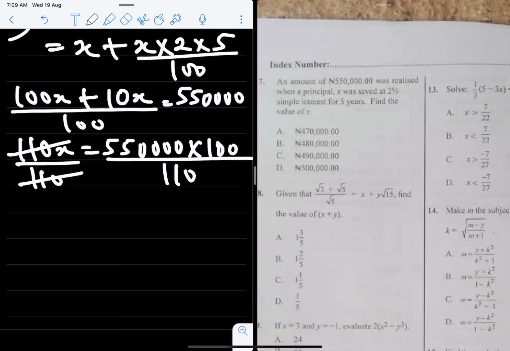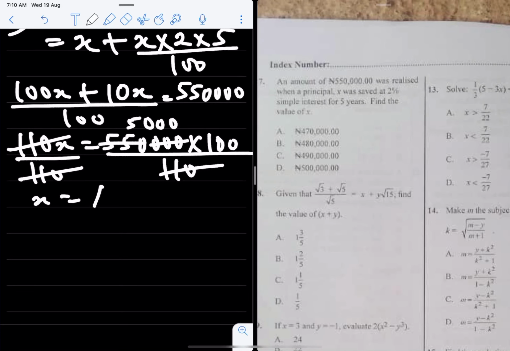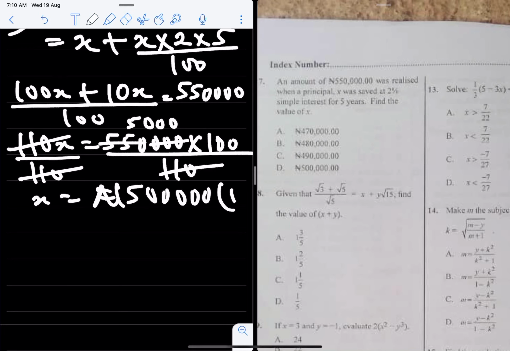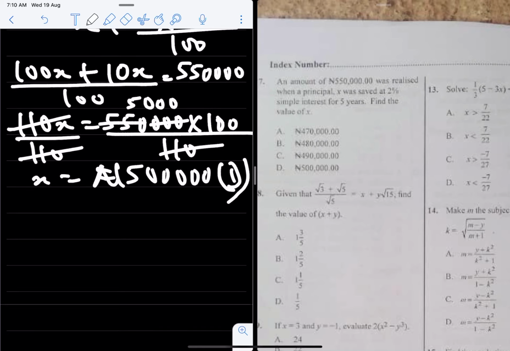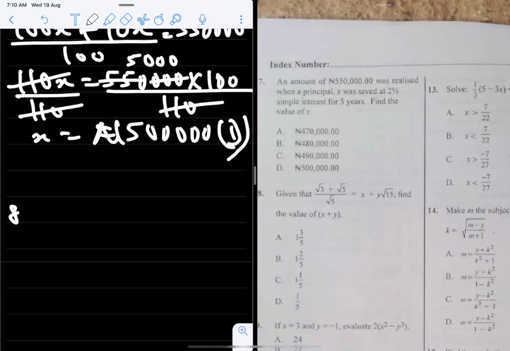Now here you have 110 here, 110 in 550 is 5, and we are left with it. In 550,000 will be 5,000, and x will be equal to 500,000 naira. X is 500,000, which is D. That means the principal is D. Now to the next, number 8.